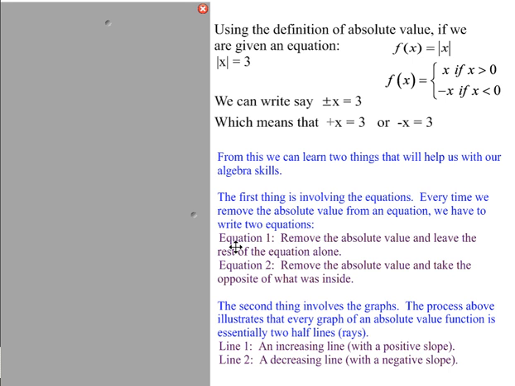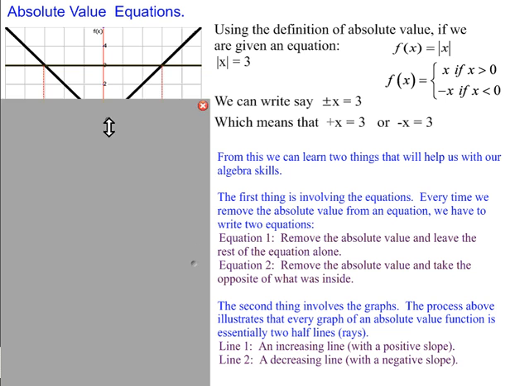So again, right here is a summary of how to solve absolute value equations using algebra. You write two separate equations, one where we leave everything alone and just remove the absolute value, and the other where we remove the absolute value, but then take the opposite of whatever is inside. Then there's the graphical approach.